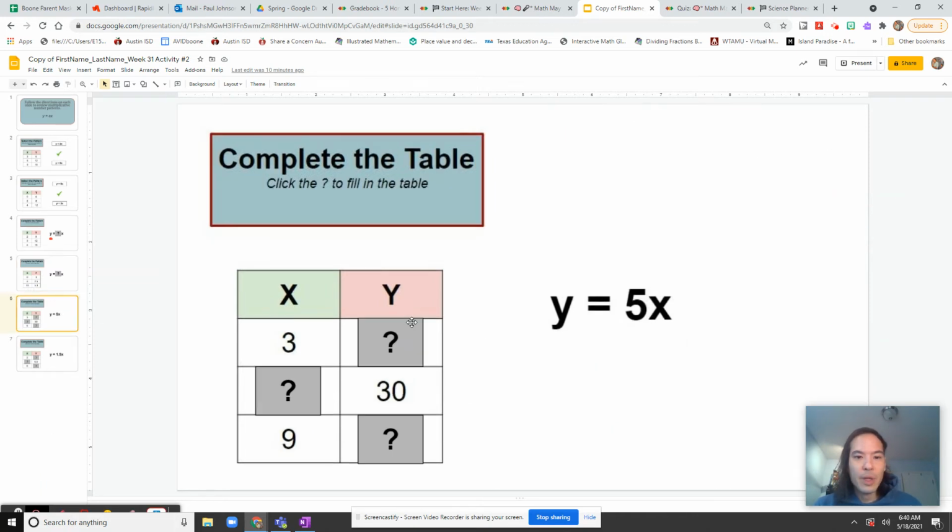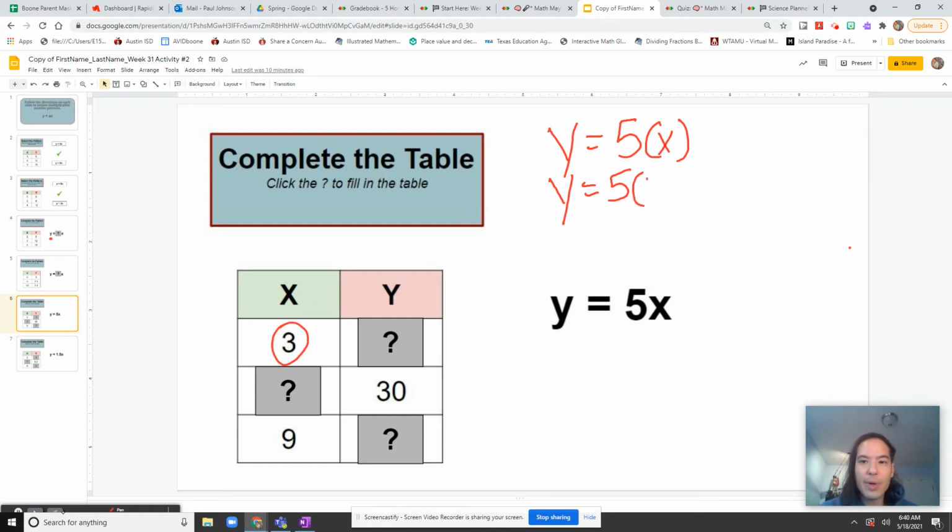Couple more. All right, so y equals 5x. All we're going to do is use the formula to our advantage. We're just going to plug in our x's. Y equals 5x. All right, y is equal to 5 times what's our x value? 3. So y is equal to 15.